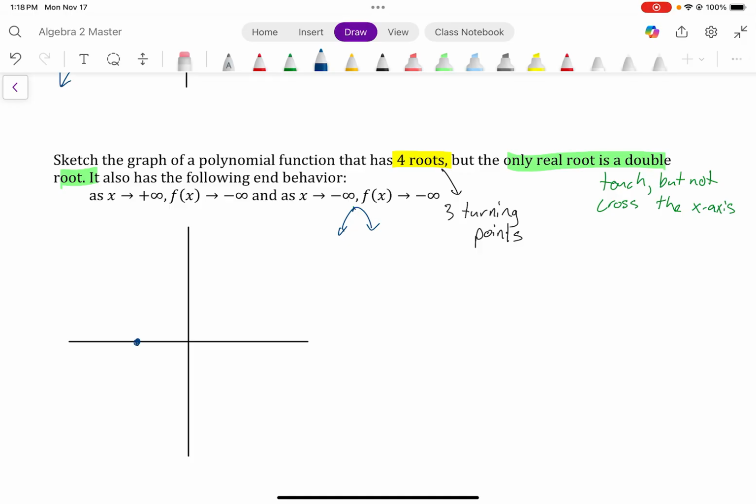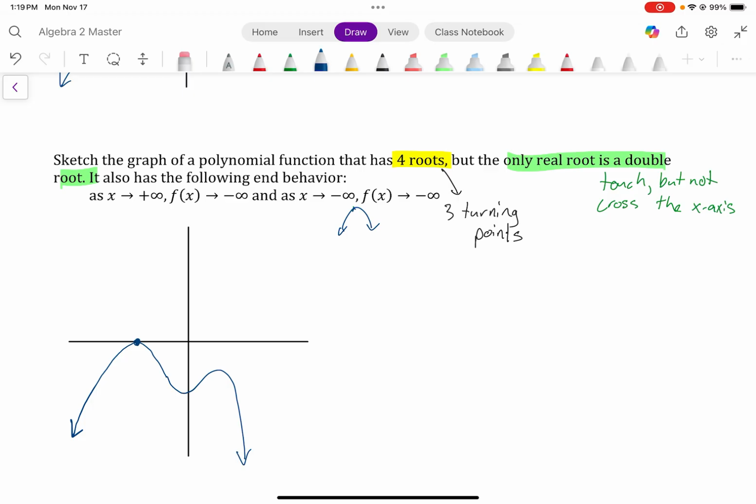Okay, so I'm just going to pick a spot right here. It really doesn't make much of a difference. I'm going to start down here again. I'm going to go up to that point, and I'm going to bounce back down. That's one of my 3 turning points. It's also my real double root. So I can have 2 more turning points. I just can't go across that x-axis. So I'm going to make this into kind of a modified M shape.